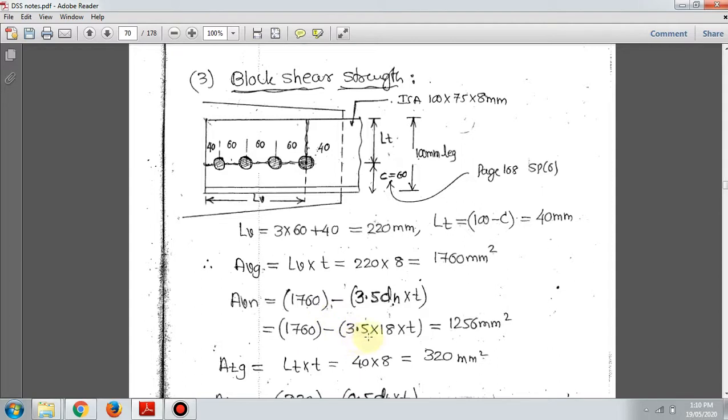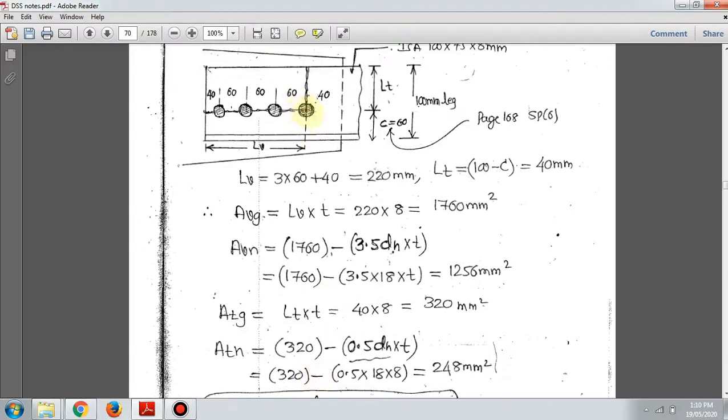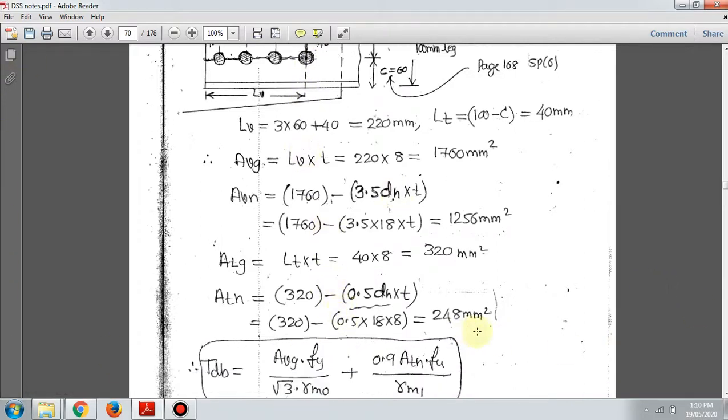The diagram is 1, 2, 3, 4. This is 60 and the remaining is 40. This is WL, already we got WL. Now this distance is Lb and this distance is Lt. If I want Lb, that is 40 plus 60 plus 60 plus 60, 3 into 60 plus 40. This is Lb. So if I want Avg, Lb into t, that is the gross area across shear, 1760 mm square.